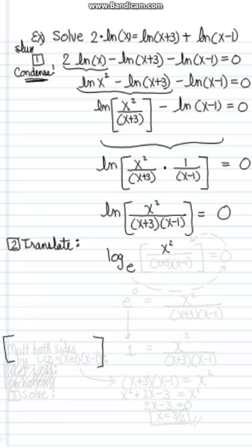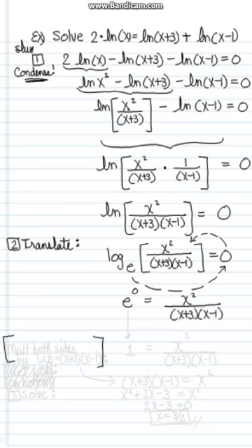Log base e of the number x squared over the product x plus 3 times x minus 1 is equal to 0. Now, when I write it this way, it's really easy for me to use the butterfly wing to translate it into exponential form. Base e of the number 0 equals the exponent x squared over x plus 3 times x minus 1. Okay. Now, what do you know about e to the 0? e to the 0 is going to be equal to 1. So change that to 1.